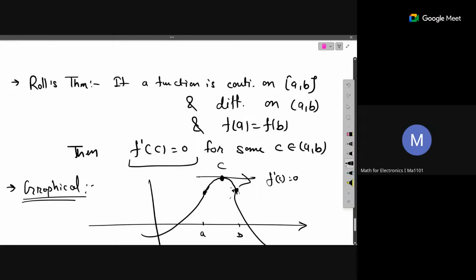Is there any doubt over this particular theorem? Anything you want to repeat or are not able to understand? Okay, so let's move on.